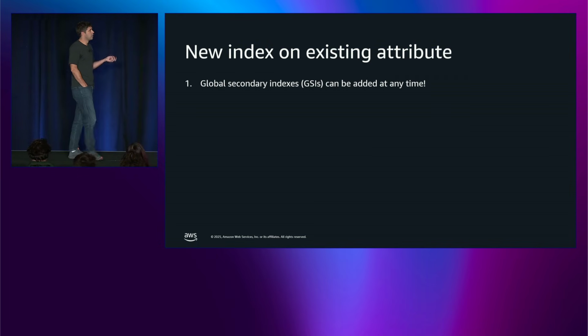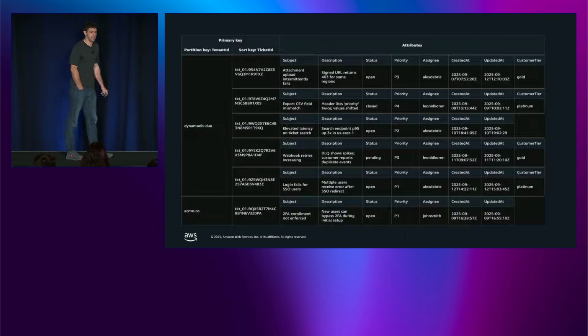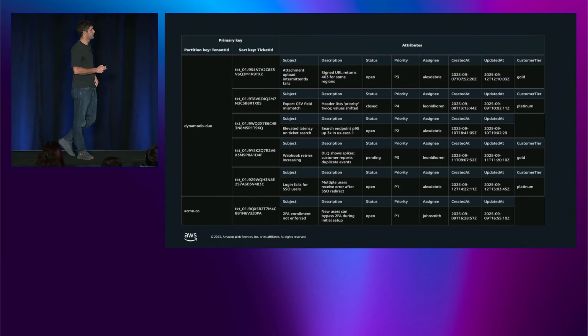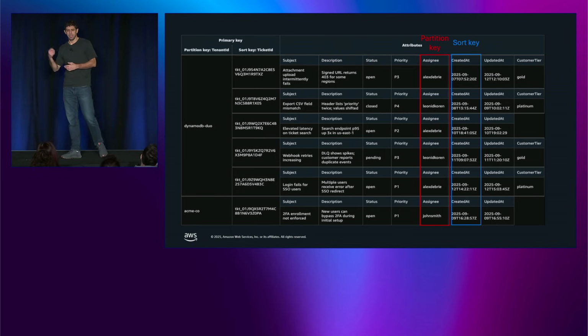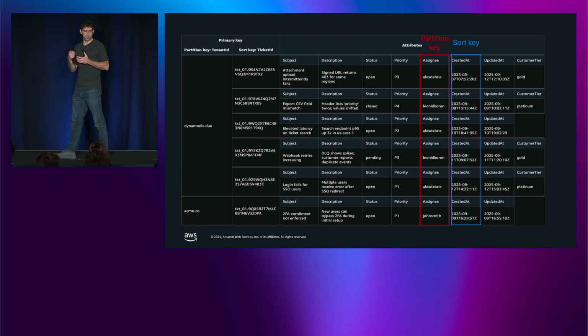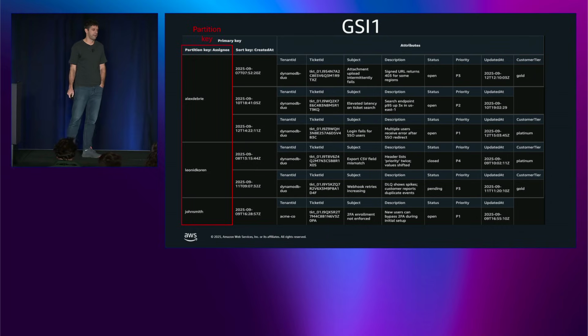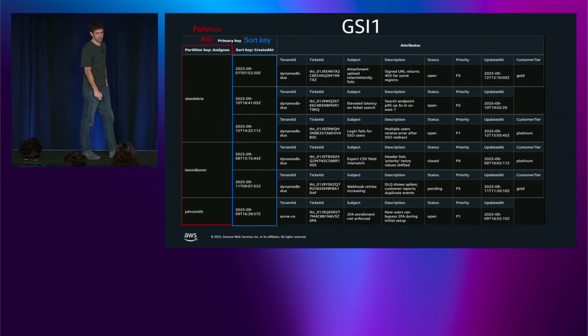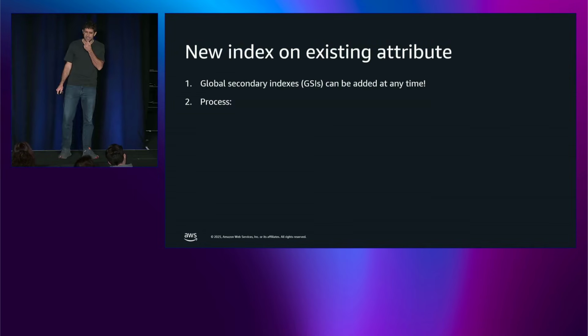And the good thing is global secondary indexes can be added at any time. So you can go in and add a new secondary index to your table, and Dynamo is going to handle that for you. If we go back, you can see here we already have this assignee value. We can set that up as our partition key. We can use created at or ticket ID as our sort key. Dynamo is going to do the work to backfill that for us, and now we can query from that accordingly. So they can be added at any time.